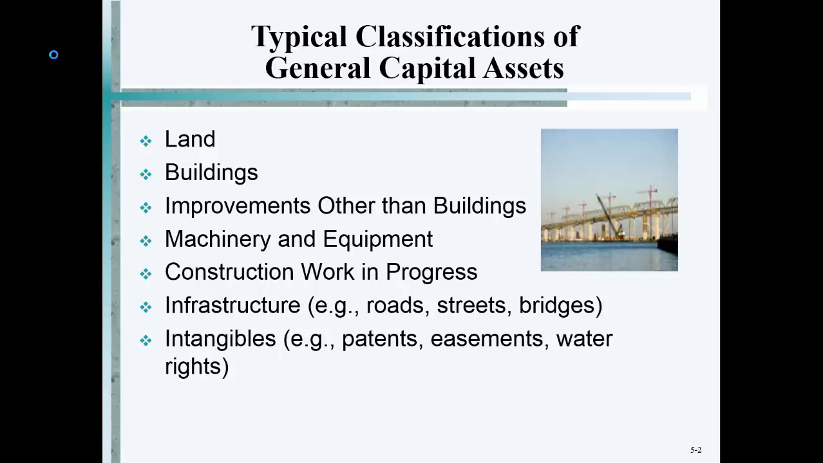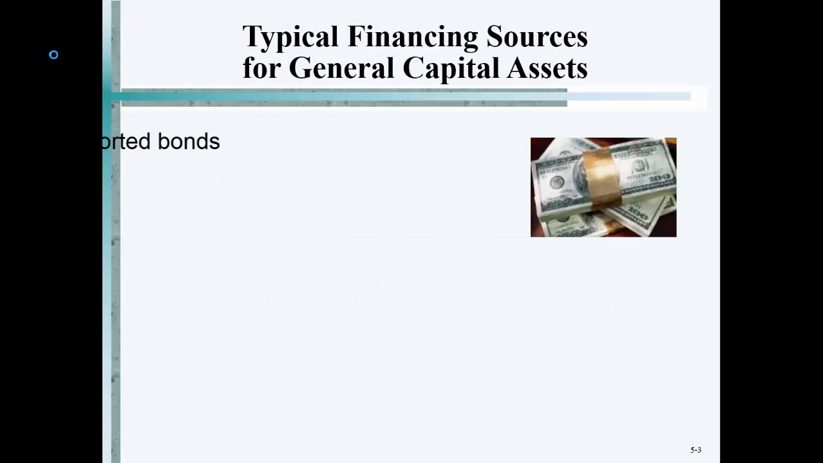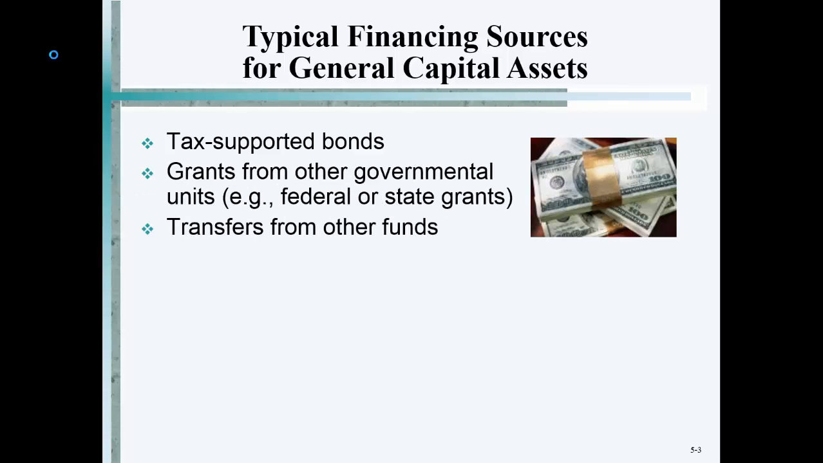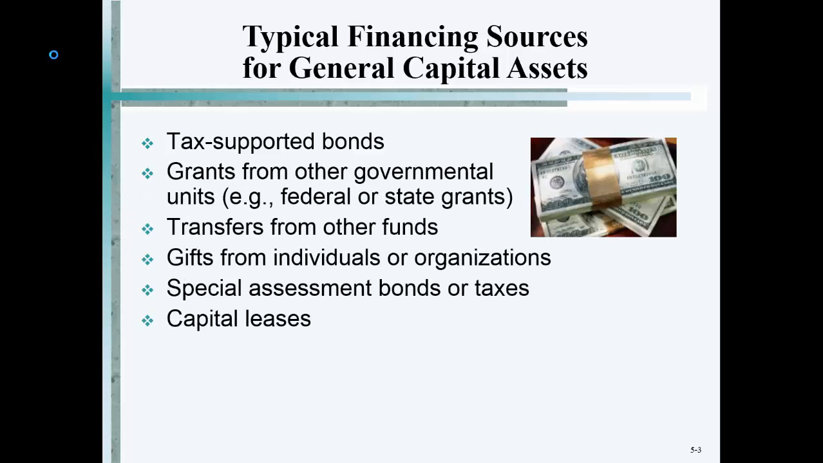All right, so let's go ahead and take a look then at how we're going to get the money for these things. Often we're going to get the money through bonds, okay?